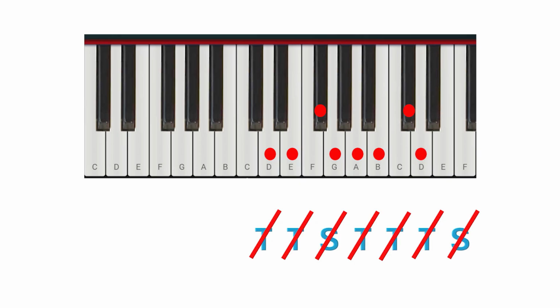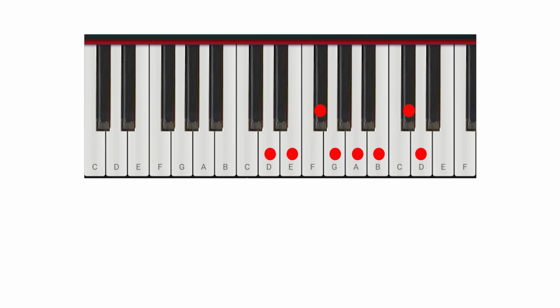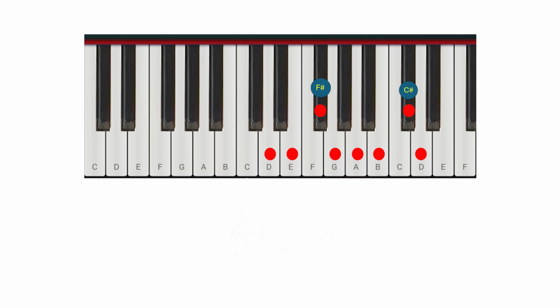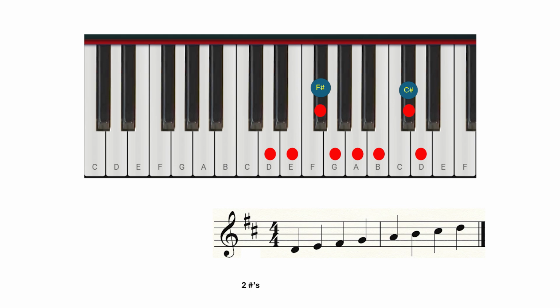Look back at the keys that have been marked as we went from D to D. You'll notice that 2 of the notes are black keys, or in this case, sharps. F sharp and C sharp are part of our D major scale. It is for this reason that when we write music in the key of D, we add these 2 sharps to our D major key signature.